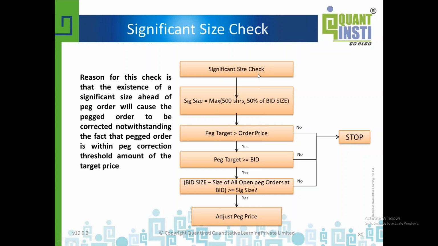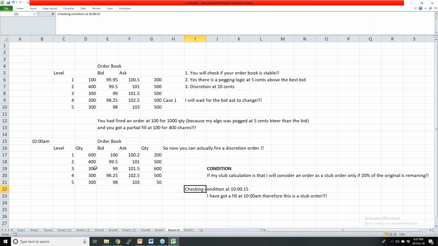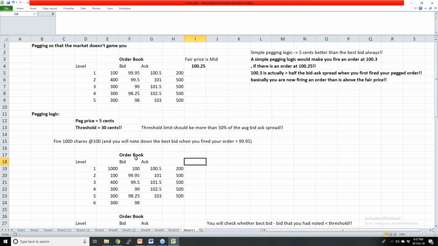And then you can obviously have a size check. Just like for pegged price, you can have a pegging order check for size. You will only peg your order to the best bid if the best bid is higher than a particular size. So for example, if this was the start of your order book, you will only peg if the best bid has a size of more than 500 shares. So you can have a size check in your pegging orders.